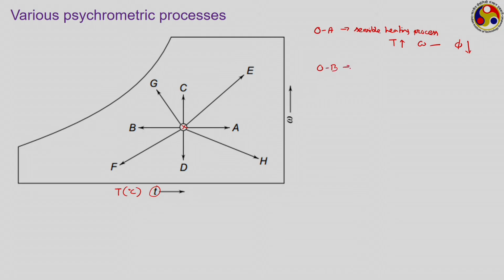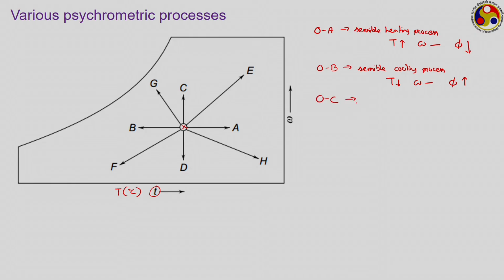Similarly, O to B, this is a process during which temperature decreases and omega remains the same. So, it is a sensible cooling process during which the temperature decreases, again omega remains the same, and relative humidity, what will happen to that? Now, we are moving towards the saturation curve, so relative humidity will increase.